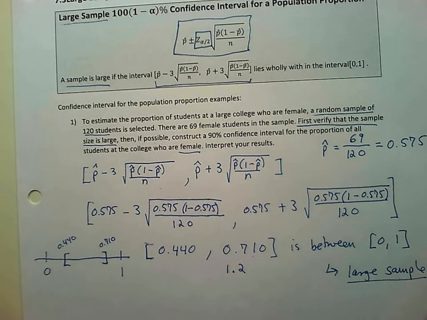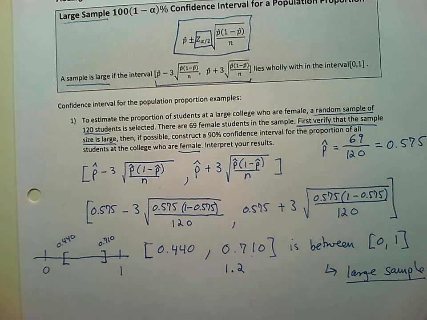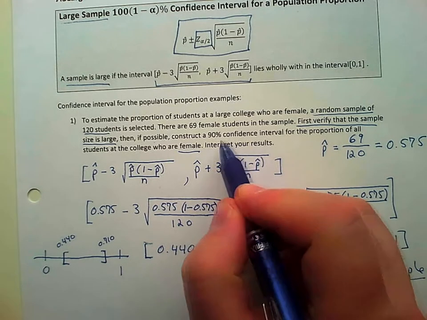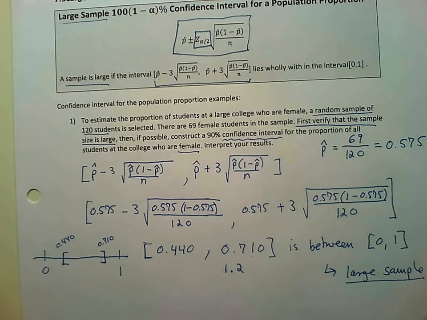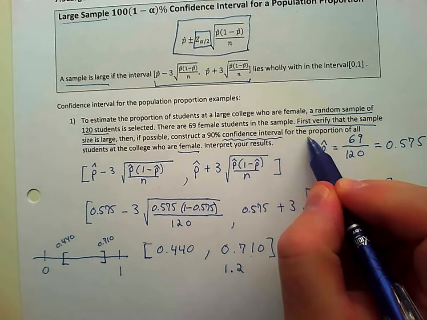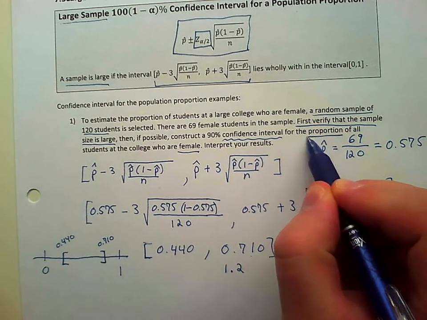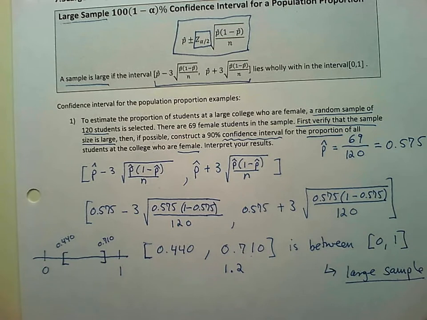Now, how do we know that this is a Chapter 7 question? I should have started off this entire problem with that. But how do we know that this is a Chapter 7 question? And that is that it's asking us for a confidence interval. But now it's important to note that it's a confidence interval for proportions.